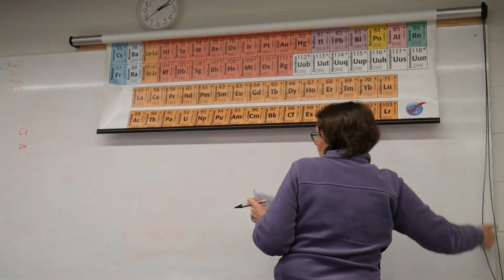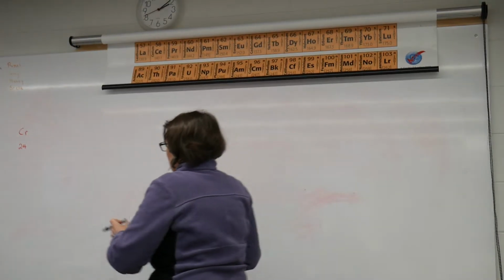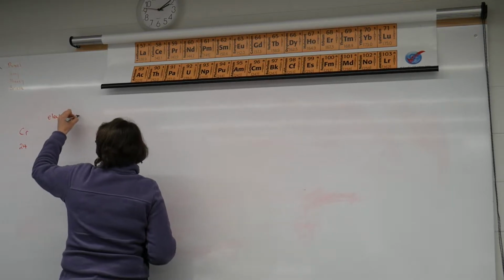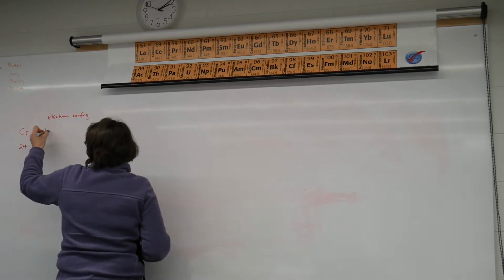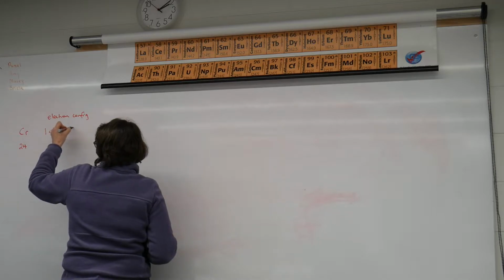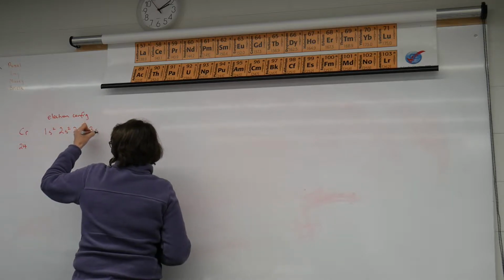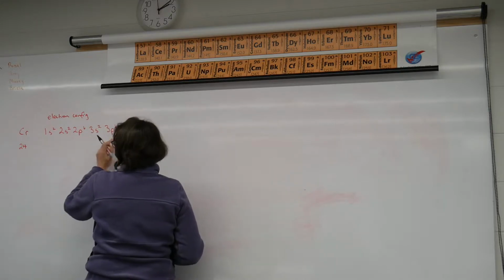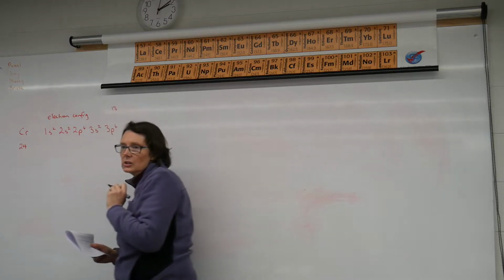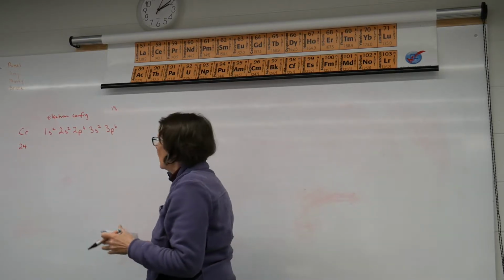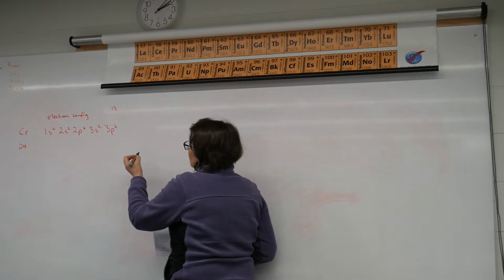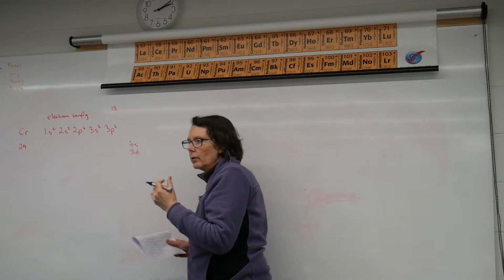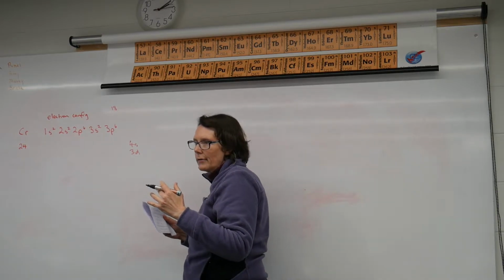But let's write down the electron configuration. So 1s2, 2s2, 2p6, 3s2, 3p6. How many electrons am I up to now? That's 10, that's 18. I've got another 6 electrons, haven't I? And I'm choosing between the 4s and the 3d orbitals that I know are very close in energy level.